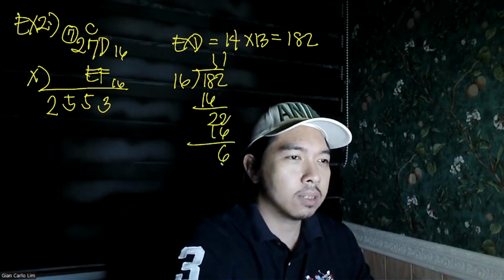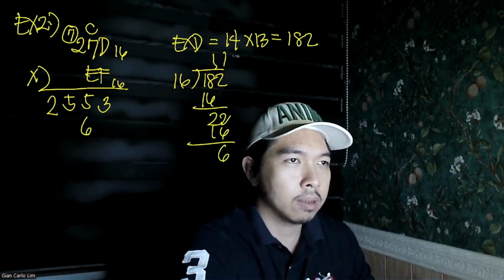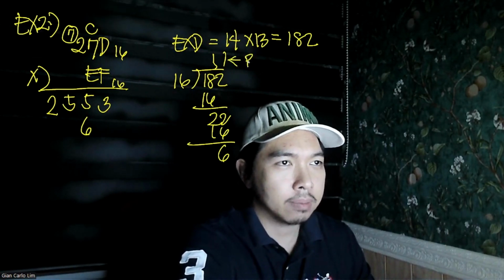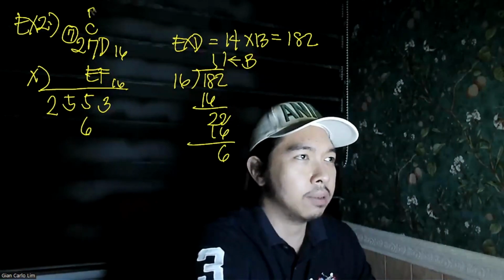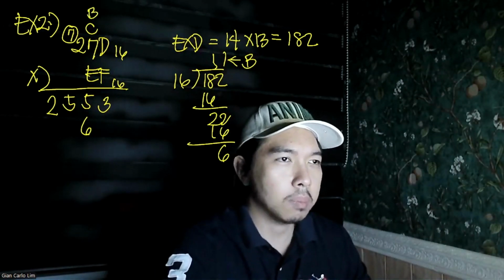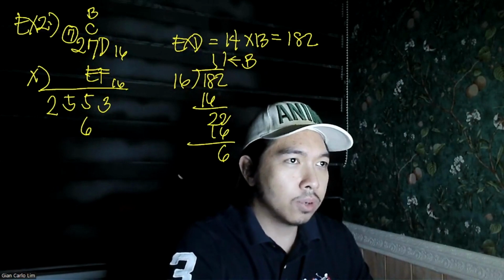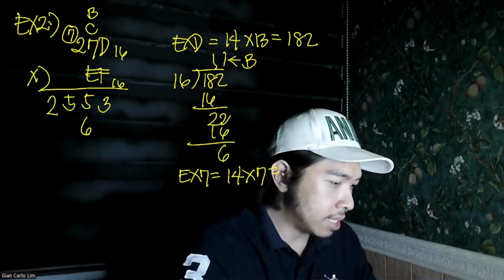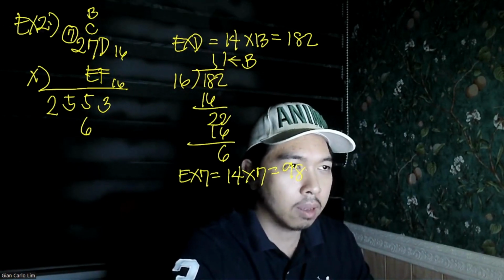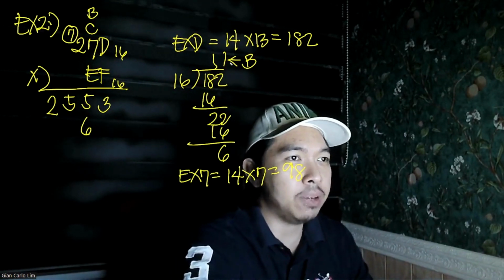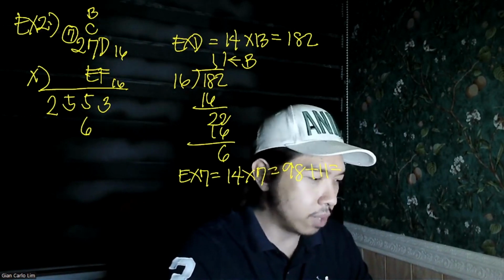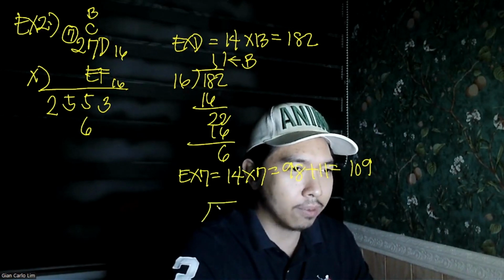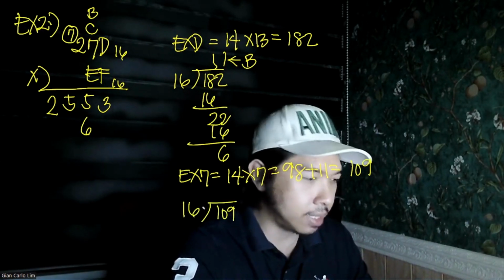All right. Product part is 6. Carry part is 11. And 11 is B. So we will carry B. So E now times 7. So that would be 14 times 7. So that's equal to 98. 98 plus our carry B, which is equal to 11. So that would be equal to 109. So reducing that, 109 divided by 16.